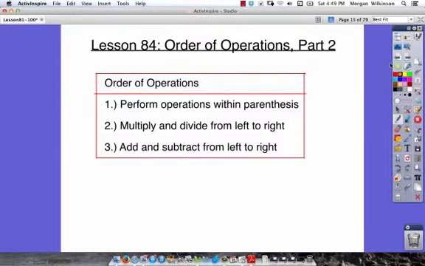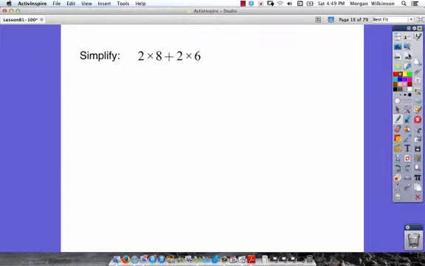Let's go ahead and look at our first example. We want to simplify 2 times 8 plus 2 times 6. Now we know our order of operations, you just wrote it down. They say that we have to do everything in parentheses first. There's no parentheses here, so we move on to step 2. Step 2 is to multiply and divide from left to right. So we need to do all of our multiplication and division first. Here's our first multiplication. Then there's no division, but there's more multiplication on the right side. So we need to do both of these pieces before we add, because that's step 3.